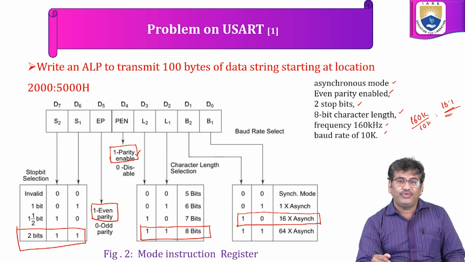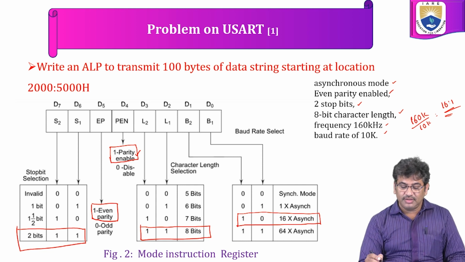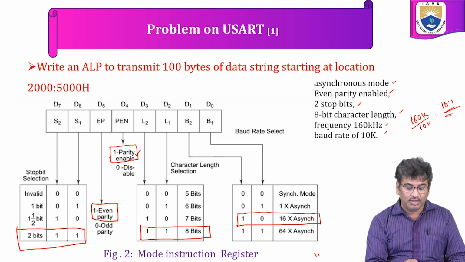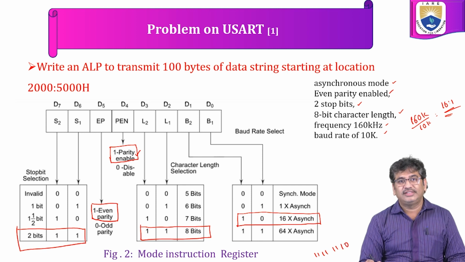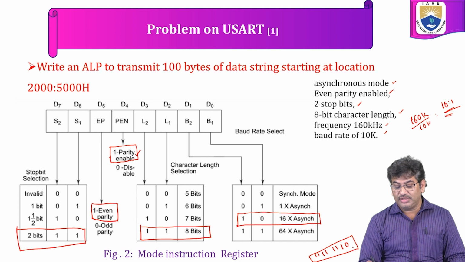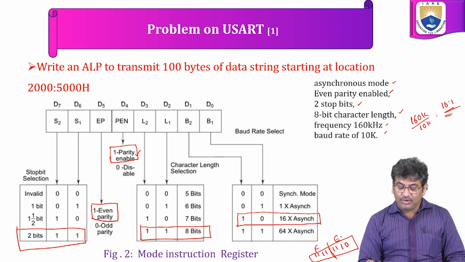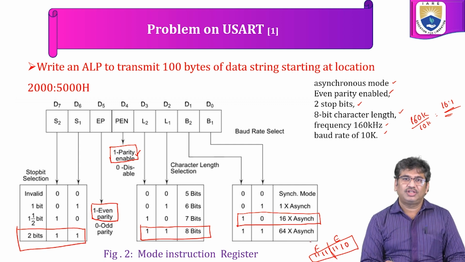So the value which we have to write for this mode instruction register is: the MSB is 11, followed by the D5 bit which is 1, the D4 bit also 1, L2 L1 are 11 for 8 bit data, and B2 B1 are 10 for asynchronous mode 16x. So the value we are going to pass here is 1111 1110 in the binary format. In the hexadecimal format, 1111 is F and 1110 is E, so we have to write FEH for the mode instruction register.